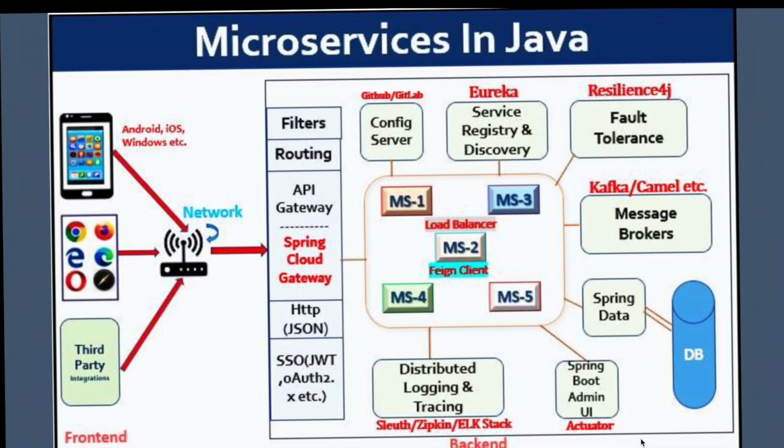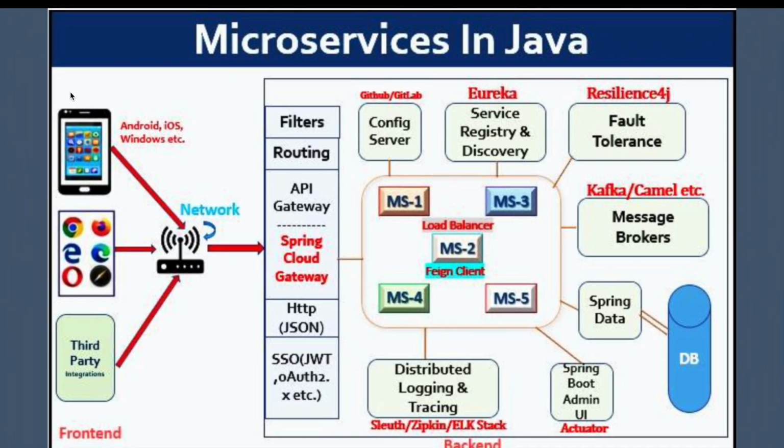Okay, so now we are going to understand how we can achieve microservices architecture in Java. So this is your request part. Your request will come from Android, iOS or Windows, etc. This is a browser, like desktop; from desktop also your request may come. And third party integration, that means any other service may integrate with your application. So you are getting requests from all these things.